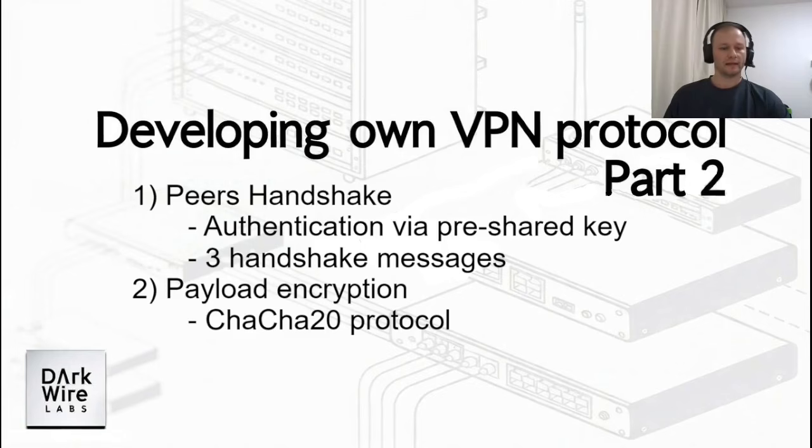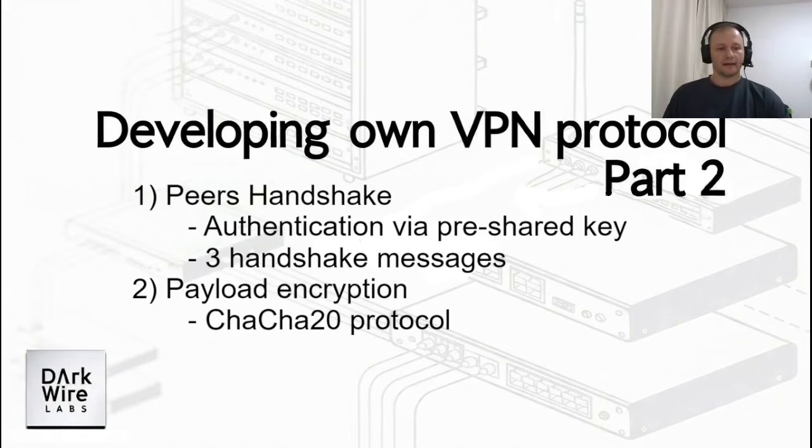Before any data can be encrypted, our client and server need to prove who they are and agree on a secret session key. We designed a three-way handshake to handle this. First, the client sends 32 random bytes to the server. Then, the server responds with its own 32 random bytes.